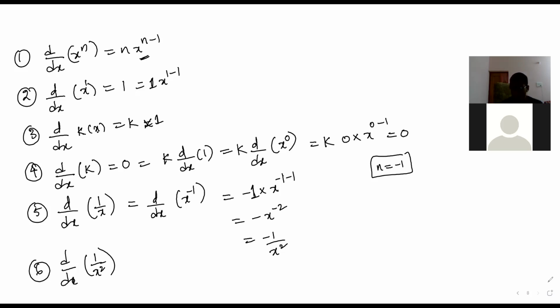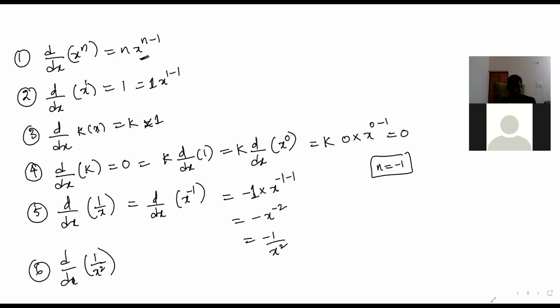Next part. This is algebra, the functions in the form of x. Then next, d by dx of sin x. Can you go back to the previous slide for 1 second? Yes, sir. Thank you.